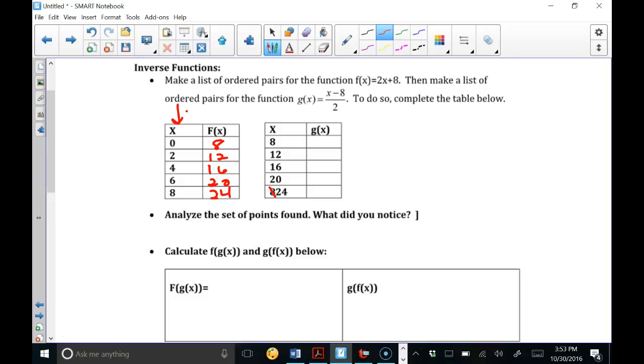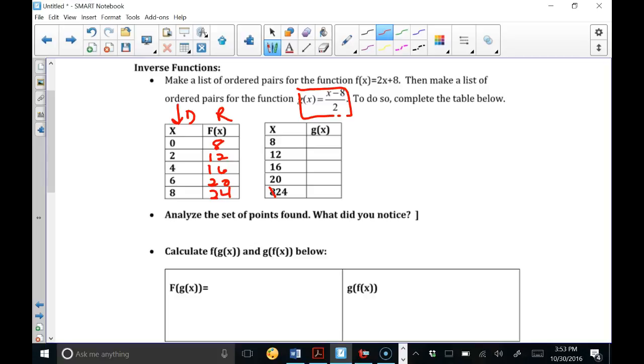So our domain right now is on the left. Those are the values we're plugging in. And our range is on the right. Those are our outputs. Now let's plug into g and see what happens if we take the outputs of f and plug them into g. So I'm going to take 8 and now plug it into g.